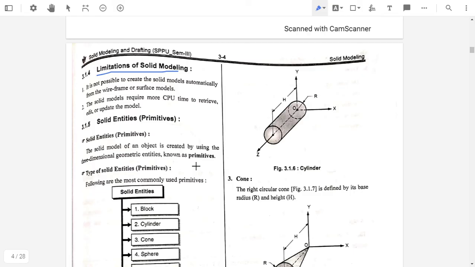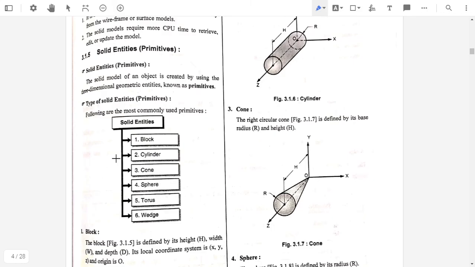So what are the different types of primitives or different types of solid entities? There are different shapes, that is the block, cylinder, cone, sphere, torus and wedge. So these are the different types of primitives or solid entities.